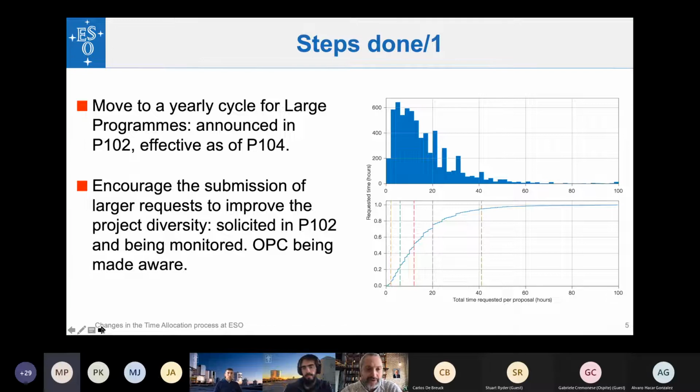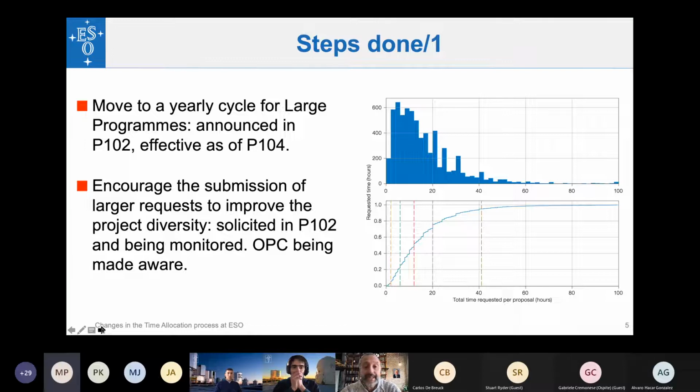So as of period 104, it's possible to call for large programs and to apply for large programs only in even periods, which means that the next one, 110, for which the call is open until March 25th, it's possible to apply for large programs. This has been now in place for a couple of years.